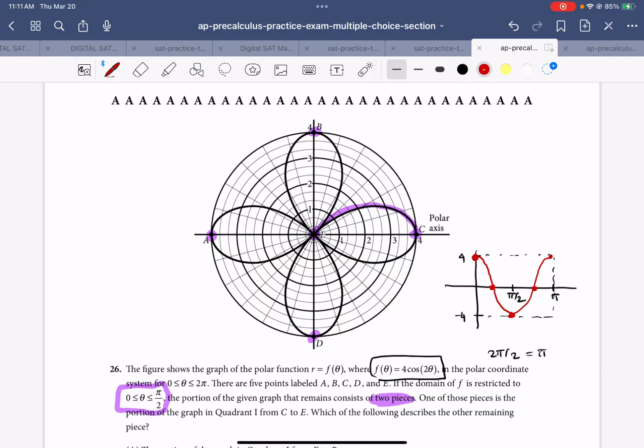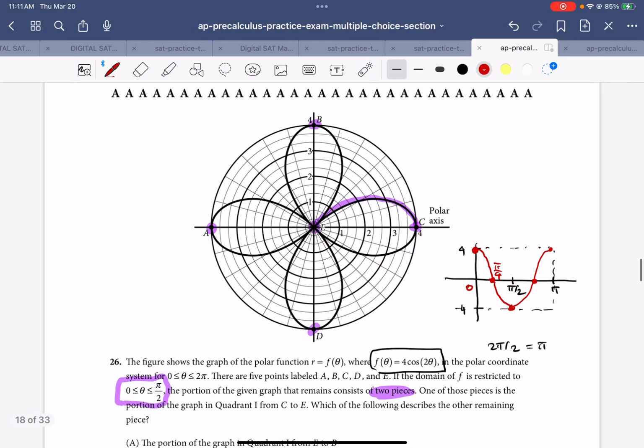So we know that here is pi over 4. When theta starts from 0, r is 4, so that matches with this one. Start from here, and then at pi over 4, this is r of theta and this is theta. So r of theta at pi over 4 is 0. So we know that the point here is at E, so it moves this way, with theta at pi over 4. Now at pi over 2, your r is negative.